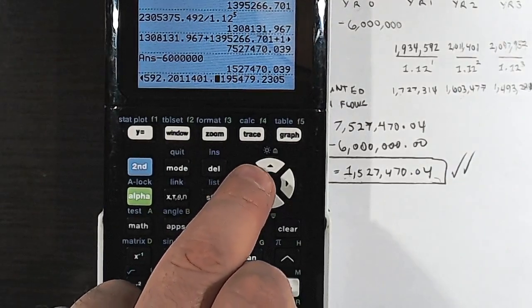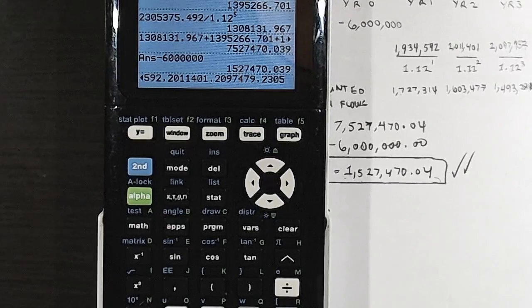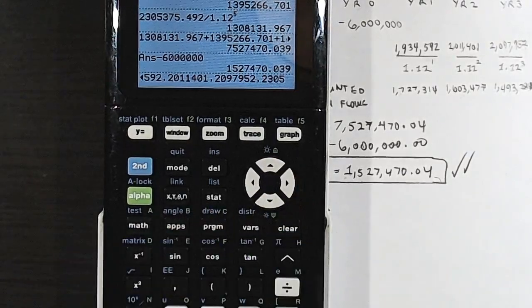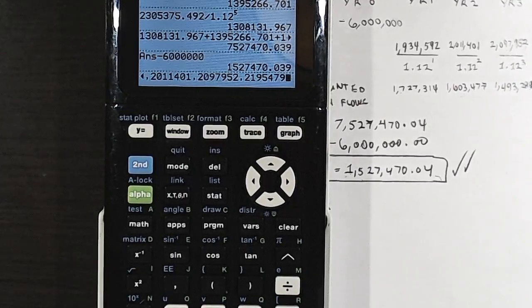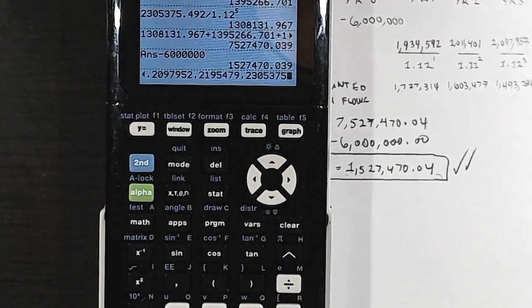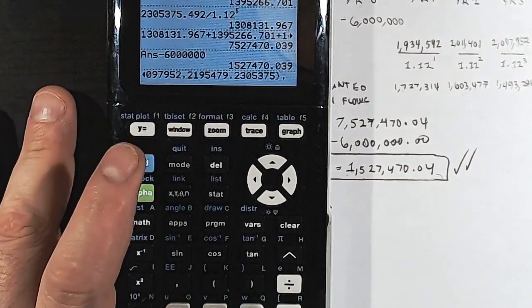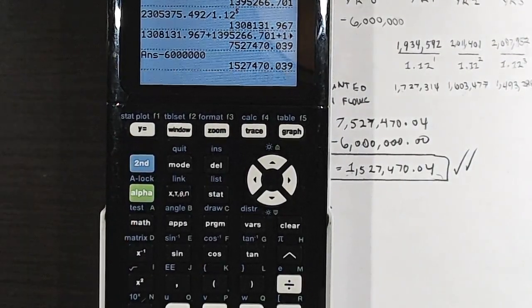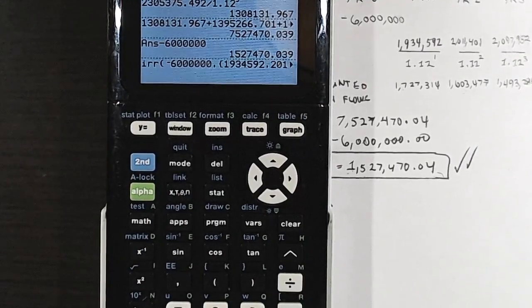2,305. Wait. Did I put them in right? 2,011. I skipped one. This should be 2,097,952. And then this one should be 2,195,479, comma, year 5, 2,305,375. Okay, close that bracket. Second parentheses closes the bracket, comma, and then second parentheses opens the bracket, 1, comma, 1, comma, 1, comma, 1, comma, 1. Second parentheses close that bracket, and this should compute.